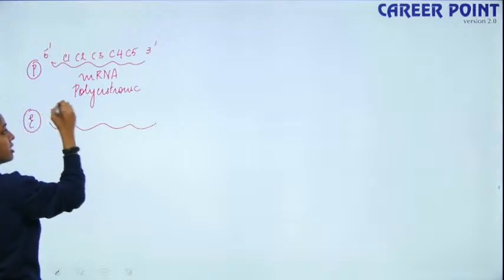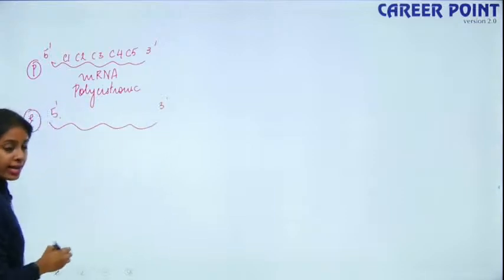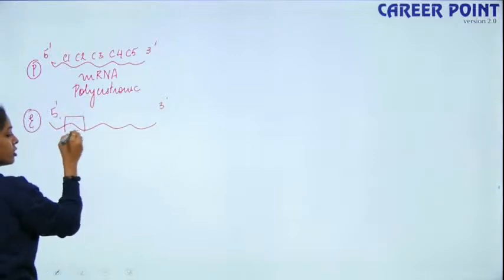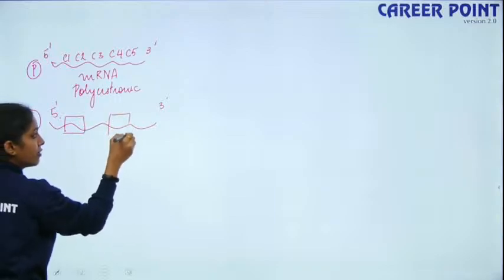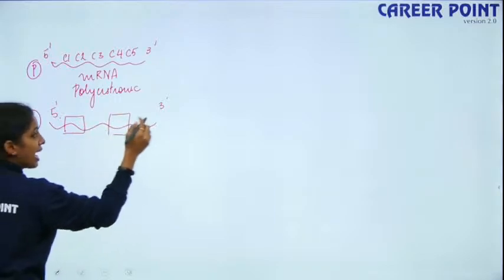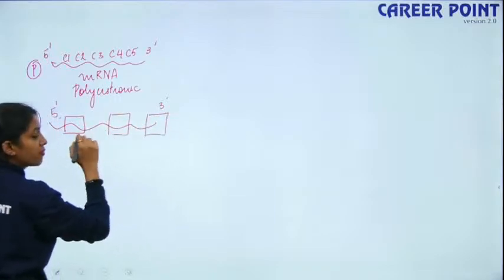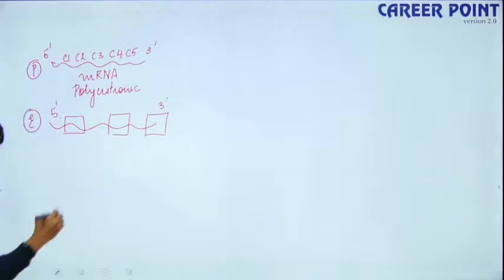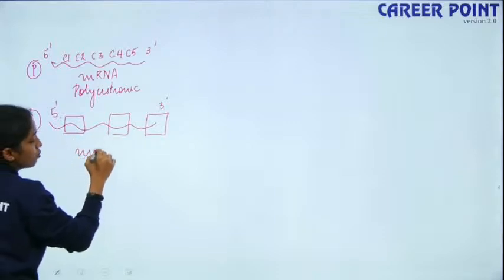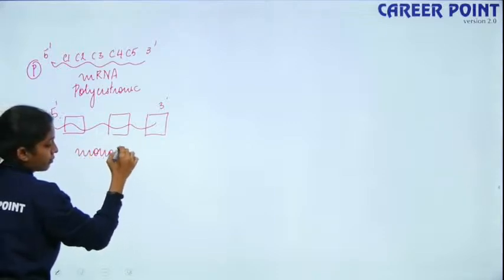So in my eukaryote, if this is my mRNA, I have one cistron, then another cistron. So, there is a gap between the cistrons and they are not continuous. So, it is known as monocistronic.